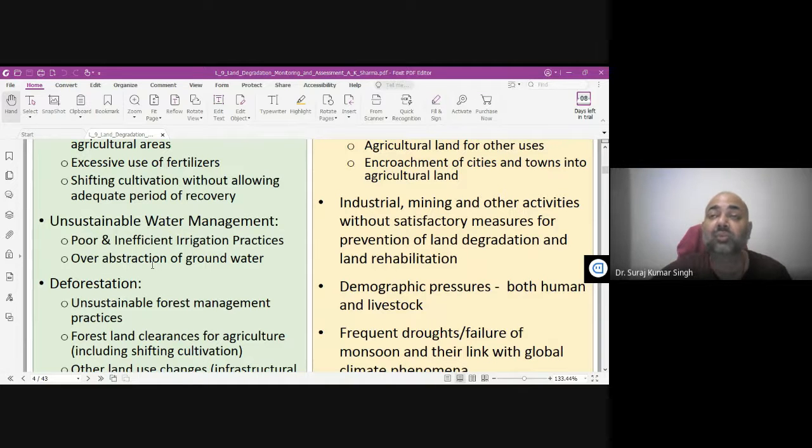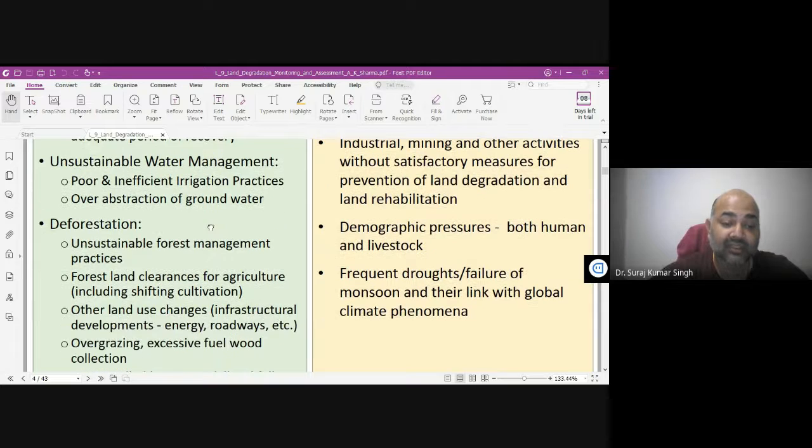Then there is over-abstraction of groundwater. In order to sustain our demands for water during the non-monsoon period, we go on extracting the subsurface water, that is underground water. We go on extracting and extracting, and that is also a cause of land degradation. Then the other most popular one, right from our childhood, we are knowing about deforestation.